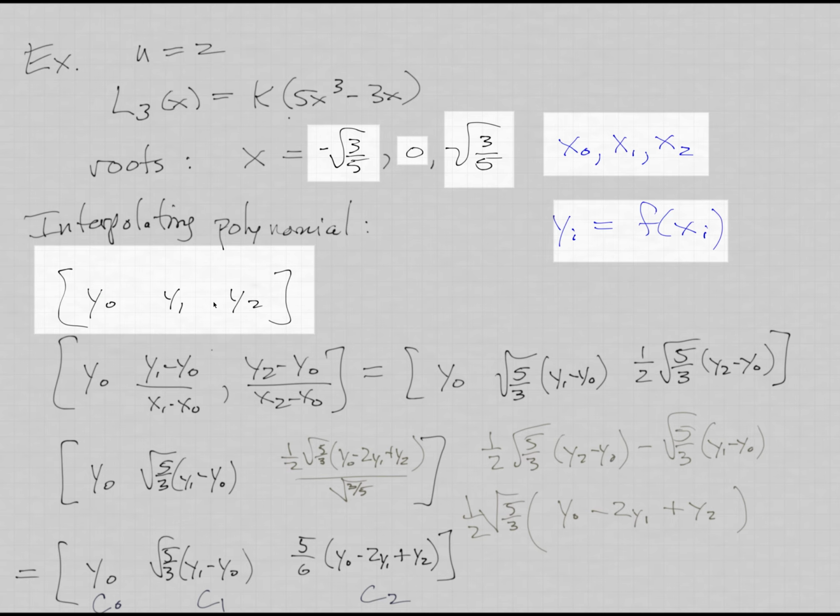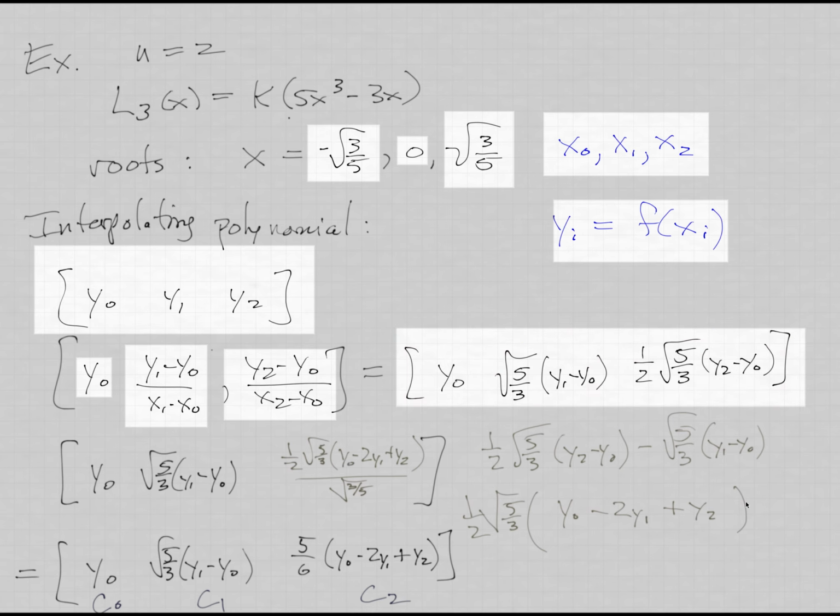And then we remember what we do is we take y1 minus y0 divided by x1 minus x0, right? So that's this. And we also take y2 minus y0 over x2 minus x0, so that's this, right? The first y value remains the same. Okay, so I did the algebra, and it came out to be this, right? If you plug everything in, you can simplify the expressions. You get y0 remains the same, but the second entry is now radical 5/3 times y1 minus y0, and 1/2 radical 5/3 times y2 minus y0.